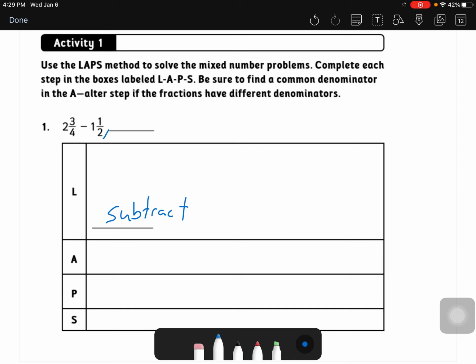And if I alter it up here, I'm going to times by 2. And so that's going to change into 2. Well, the 2 3/4 will stay the same. And then I'll have 1 2/4. Okay, now when I subtract those, 2 minus 1 is 1. 3/4 minus 2/4 is 1/4. And I don't need to simplify because it's already done.